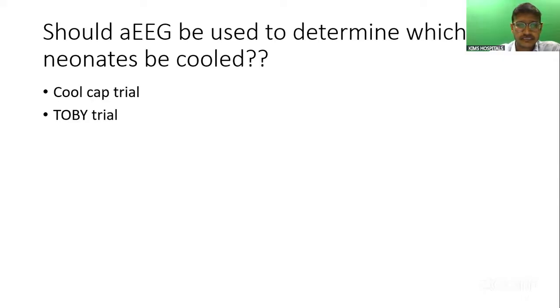So now the question is, can we use amplitude EEG alone instead of the encephalopathy monitoring scores like NICHD or the other scoring systems? So the evidence is there are few trials like the CoolCap trial and the TOBY trial in which they had used amplitude EEG as a parameter. In the CoolCap trial, selective head cooling was found to decrease the risk of death or severe neurodevelopmental disability at 18 months.